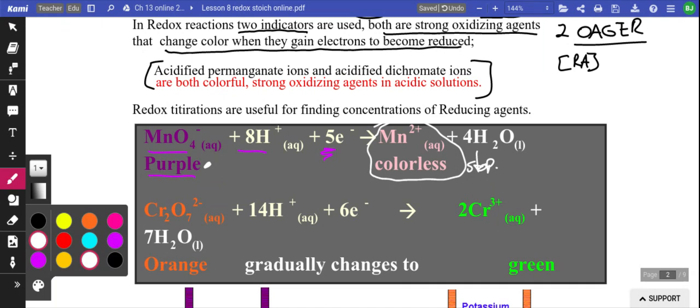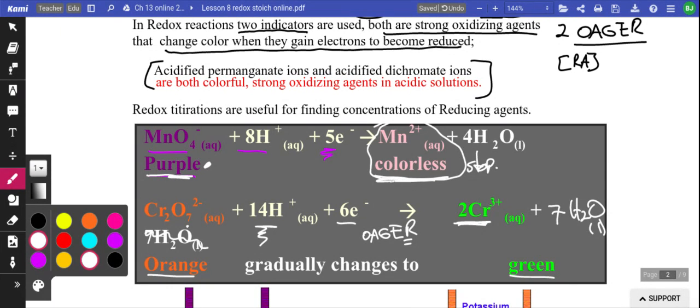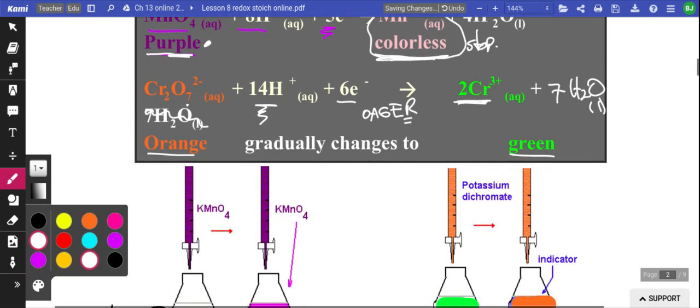The second one that we don't use in the high school lab because it's toxic is acidified dichromate. And dichromate reacts with reducing agents, and it gains electrons. So it is an oxidizing agent. It gains electrons and becomes reduced to chromium-3 ions, which are green in color. And this 7 water should be sitting over here as that half reaction. Okay, so in this titration, orange becomes green, and in this titration, purple becomes a very pale pink.